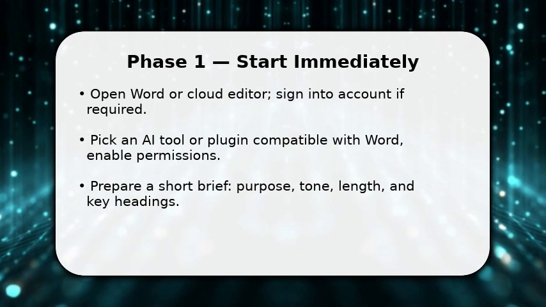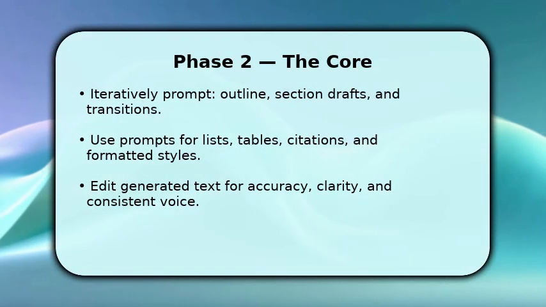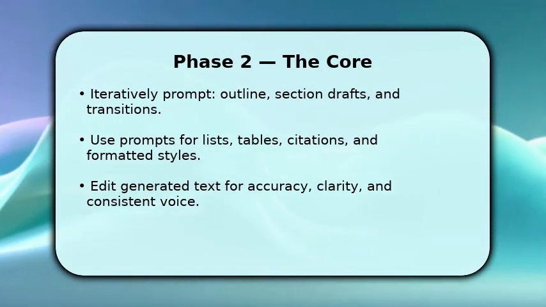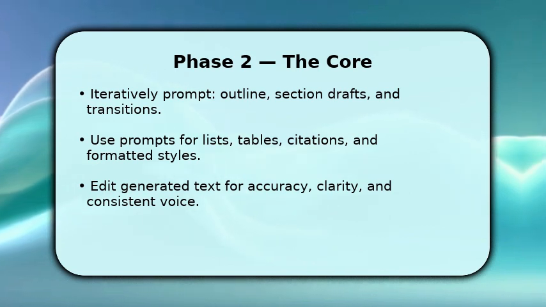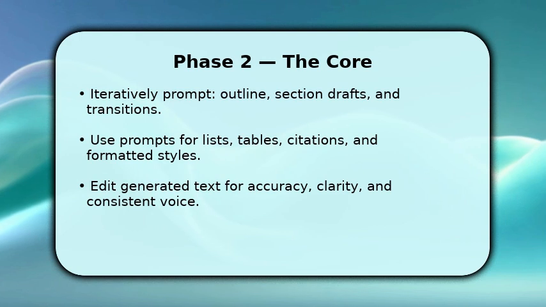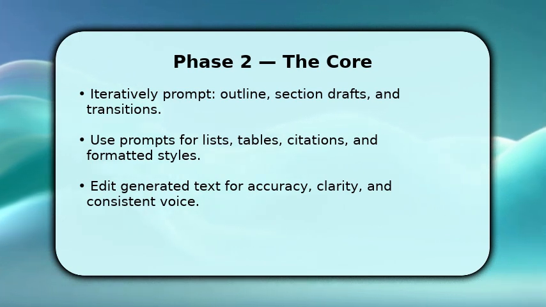Now focus on building the document section by section. Ask the AI for an outline, then request each section as a separate prompt. You should prompt for lists, tables, and headings with explicit formatting instructions so Word applies styles automatically.